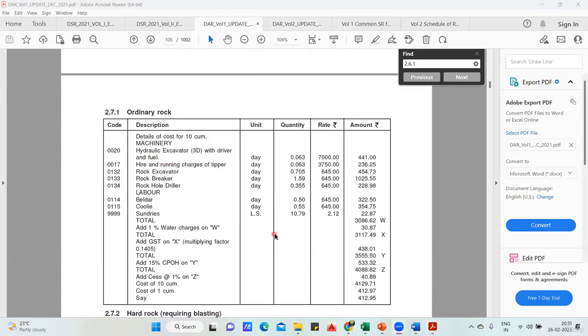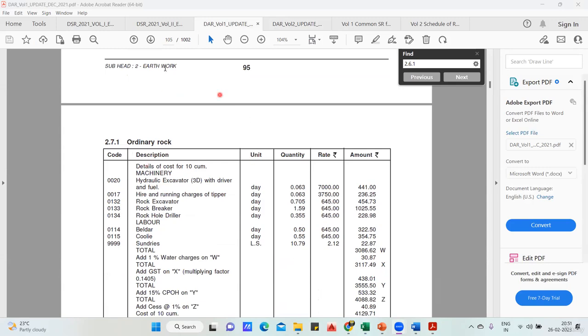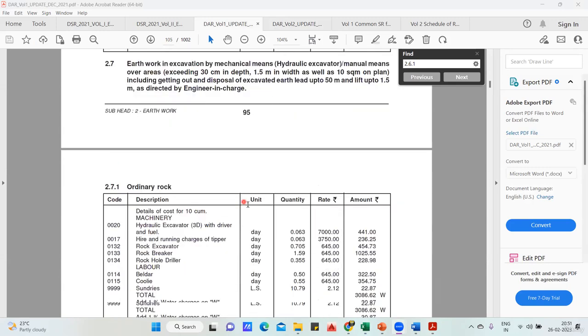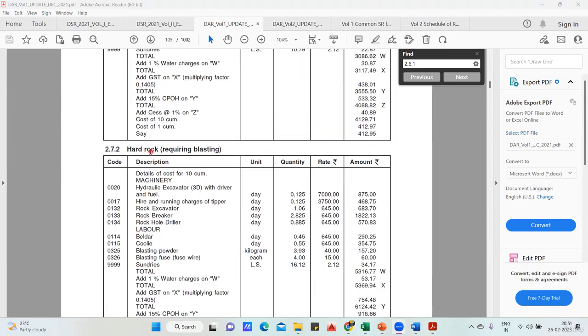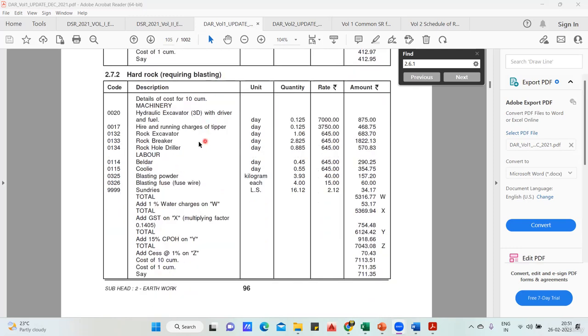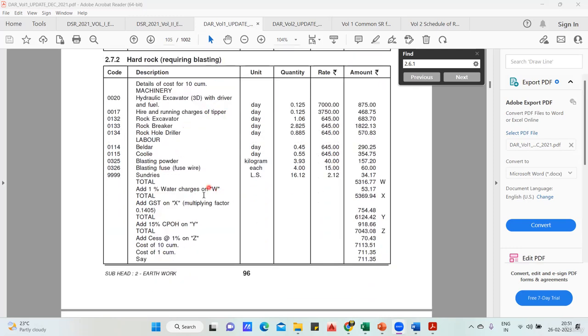Again, in this we have different types. Suppose you get a rock. Whatever excavation we are doing is for soft soil. Tomorrow you may get a hard rock where you require blasting. In that case, we have to follow this particular rate analysis, because if you are doing blasting, you need to put the blasting powder and all.